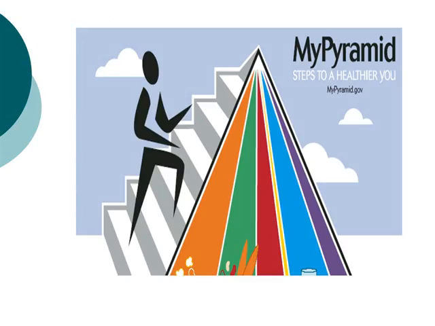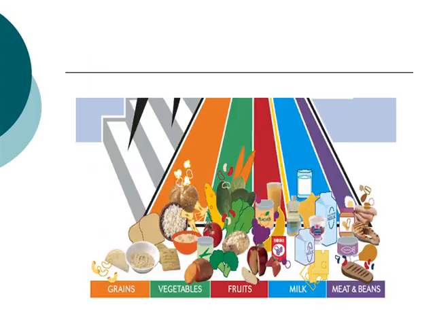This is the top part of the pyramid, and please go to mypyramid.gov to look at the entire picture on the internet. So you can see, we couldn't get it all to fit, but if you look at the pyramid, grains, vegetables, fruits, milk, and meat and beans, you'll see at the bottom.